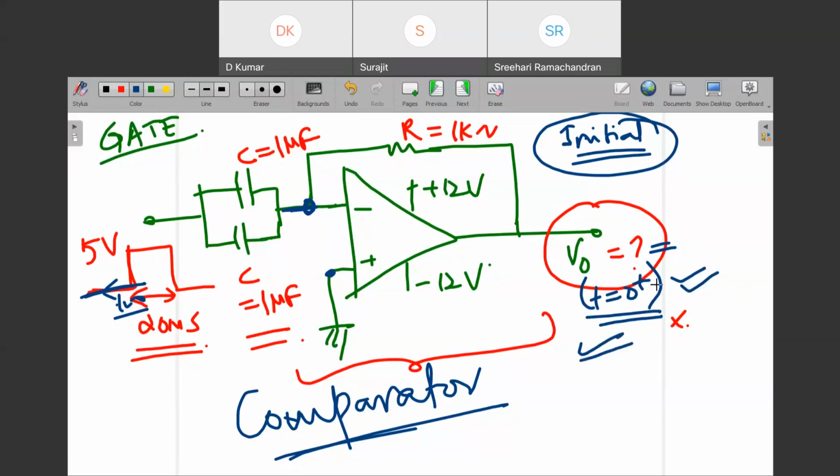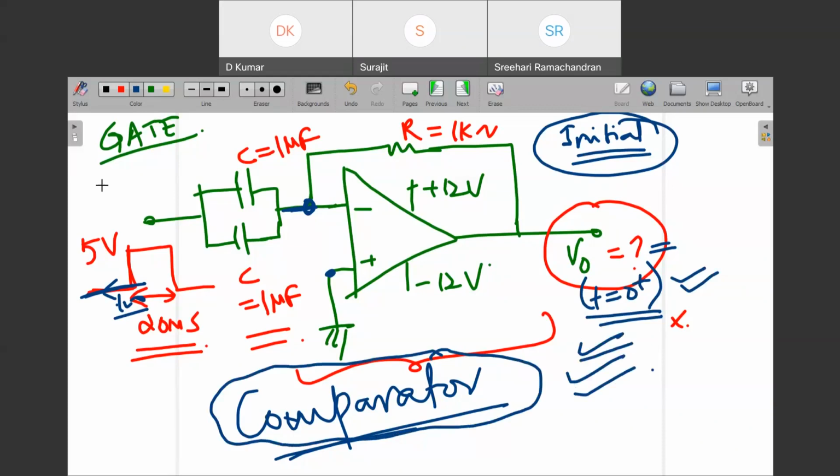So at t equal to 0 plus, it will behave like a comparator. Understand? It was a very easy question, 2 marks. Most of the candidates made a mistake here, right? So the answer will be -12.